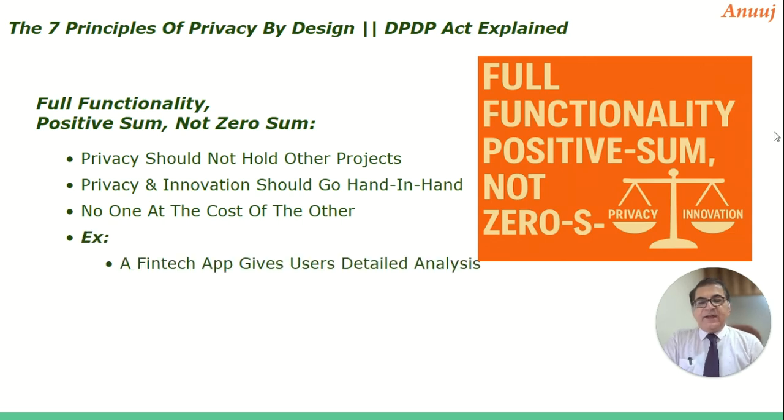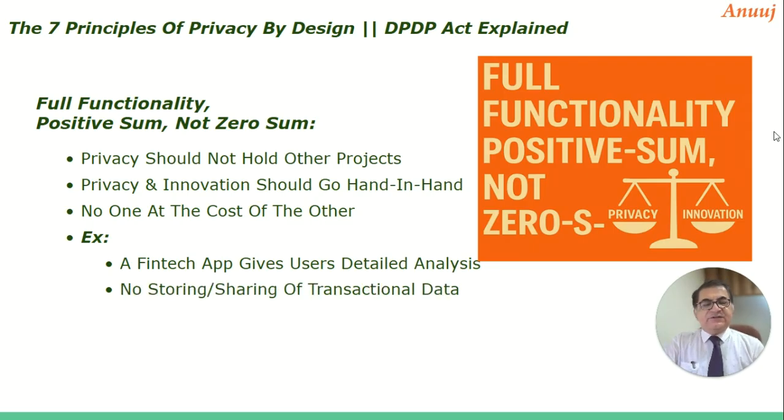For example, a fintech app. They give you a complete detailed analysis of the consumption pattern of your users or their users. But they are not storing and for sure not sharing the individual transactions. Because the moment they start sharing the transactions, then they might end up having to share the privacy information also.